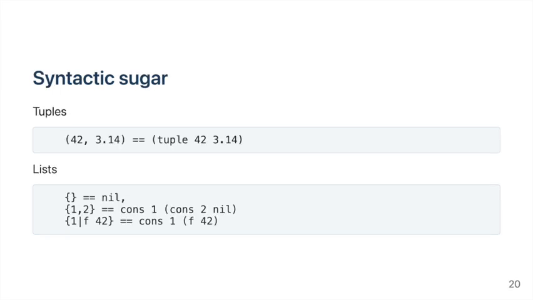For brevity, Egel has some syntactic sugar for often used data structures. Tuples are written in the conventional manner, but underwater are constant compositions. Instead of spelling out lists with nil and cons constructors, curly braces can be used.